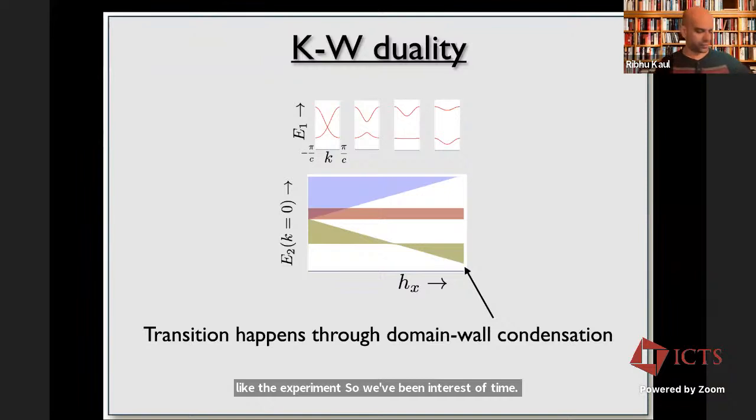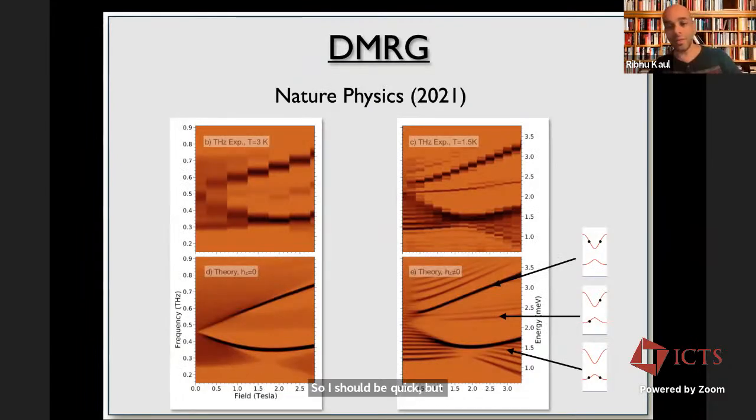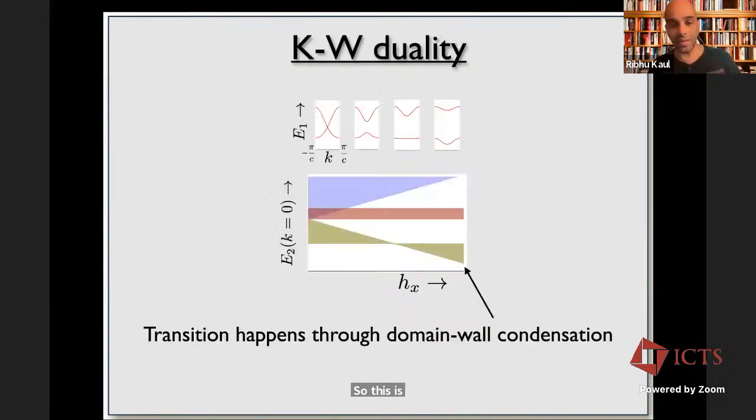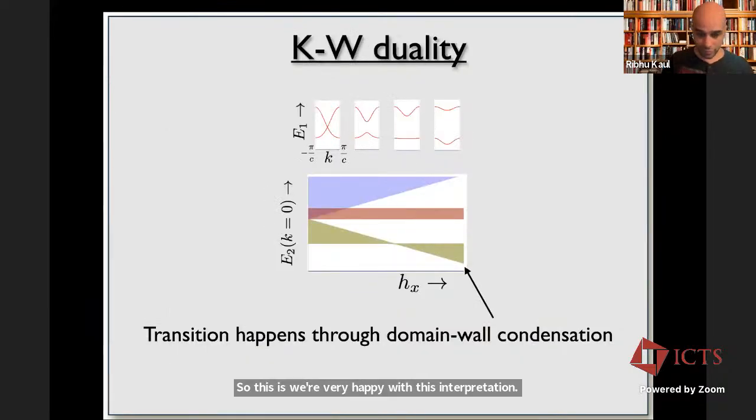I have a few more slides, and maybe I'm running out of time, so I should be quick. But there's one more. We're very happy with this interpretation. But now the question is, what happens at large transverse field when the magnet disorders? The transition happens through domain wall condensation.